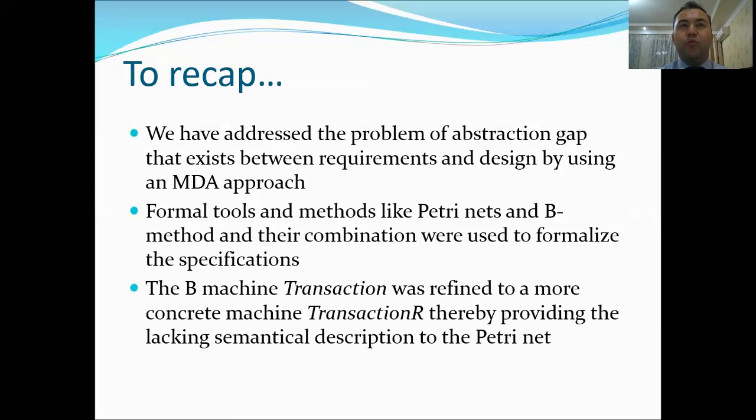So to recap, we have addressed the problem of abstraction gap that exists between requirements and design by using an MDA approach. Formal tools and methods like Petrinets and B method and their combination were used to formalize the specifications, and B machine transaction was refined to a more concrete transaction R machine, thereby providing the lacking semantic description to the Petrinet.